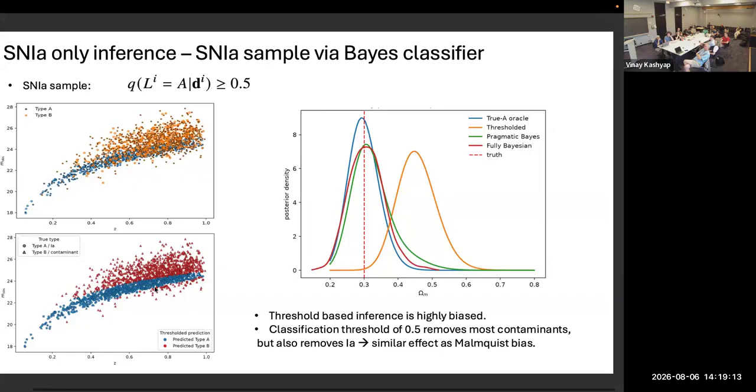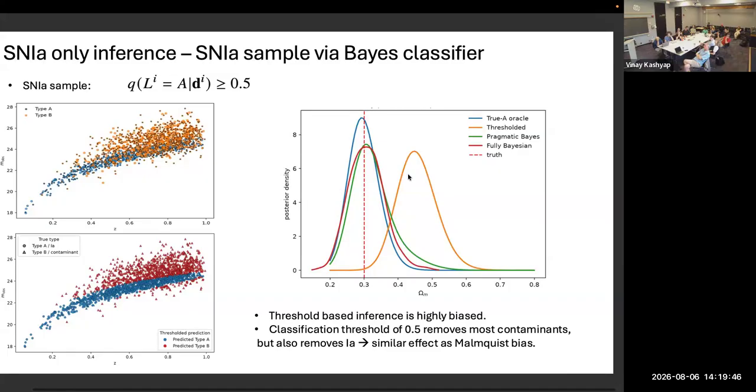So blue are predictions for being 1A, red are type 2. And what we see is that a lot of actual 1As are cut off here based on this base classifier threshold as being type 2. That's the similar effect that we see for Malmquist bias, that the fainter objects in this case would be classified as type 2, just due to the overlap of those distributions. And that's very arbitrary. So in this case, we would get a very biased inference on the 1A as well.